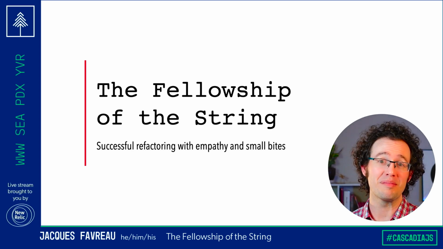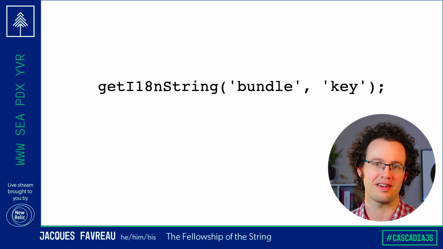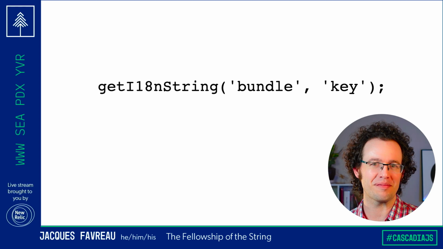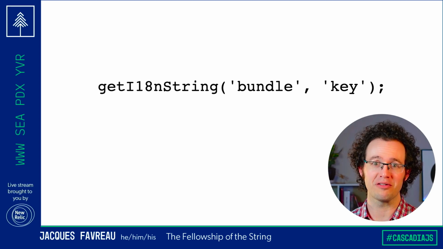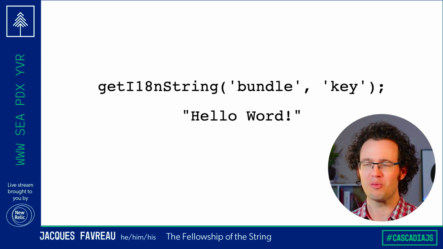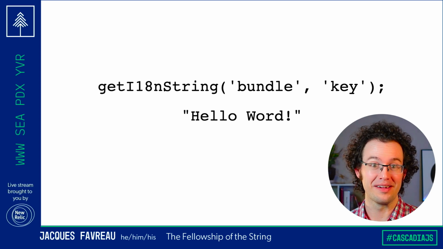My story begins with this function. This was the localization function for all UI text on Netflix.com. And I know, it seems really not that bad, right? All it does is take two identifiers, a bundle name and a key, and it spits out a translated UI string. So why bother changing it? Well, let me tell you.